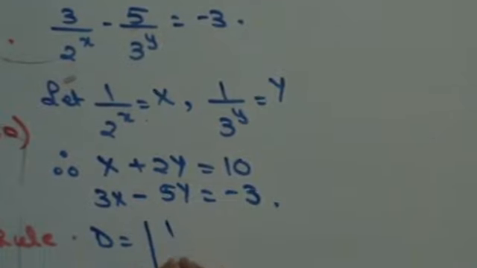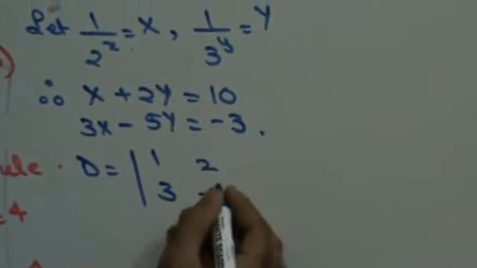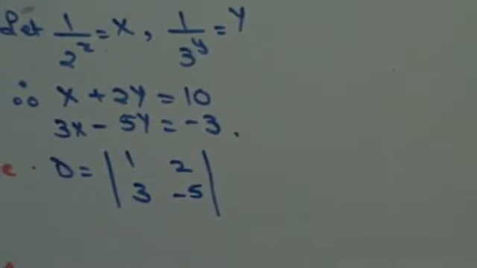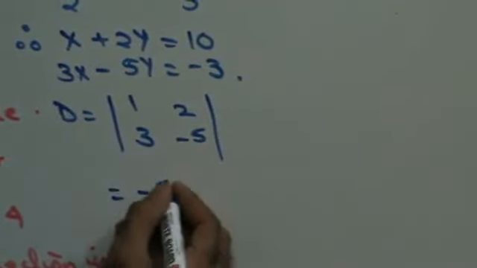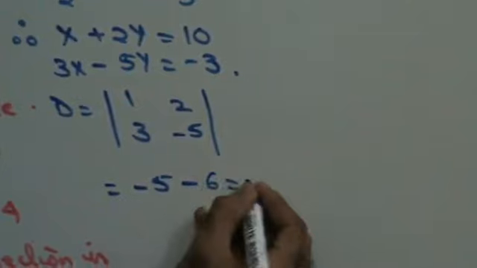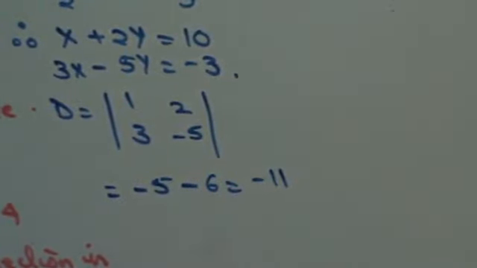How do you find out D? Write the coefficients of x one below the other. Write the coefficients of y one below the other. So in that case, this is going to be principal diagonal minus the other diagonal. So this is minus 5, minus 6, minus 11.